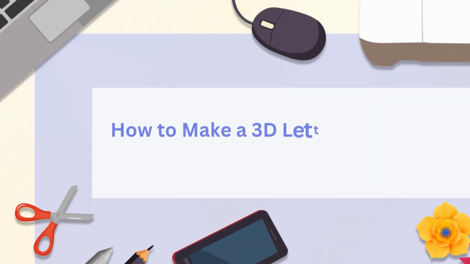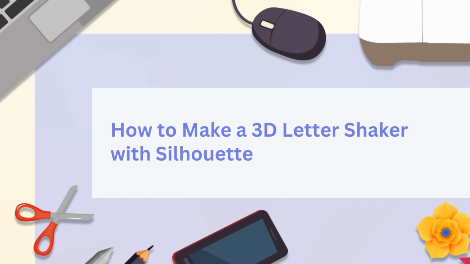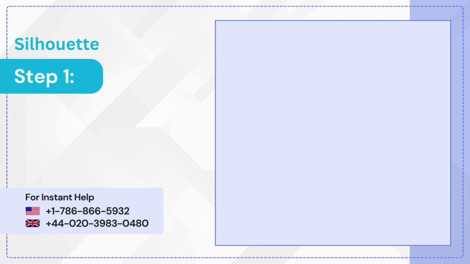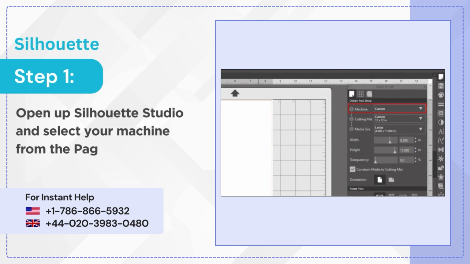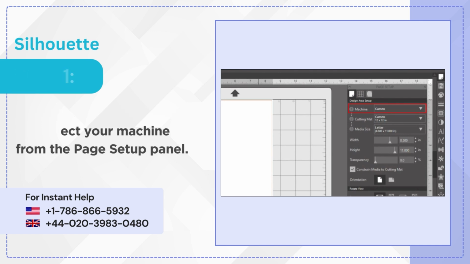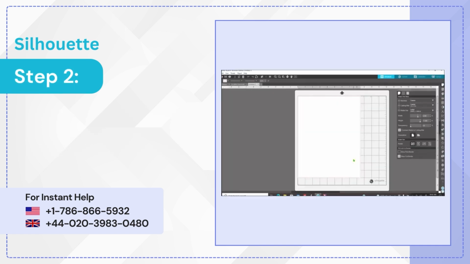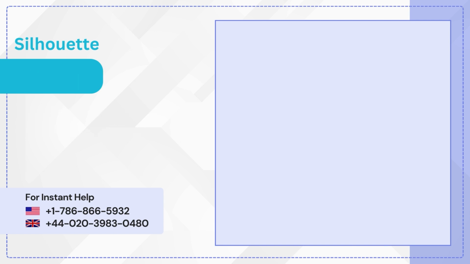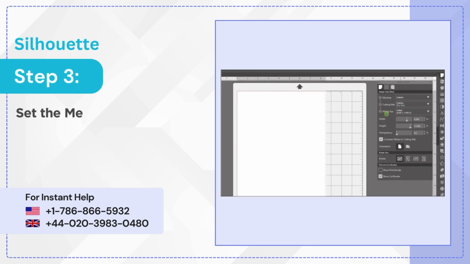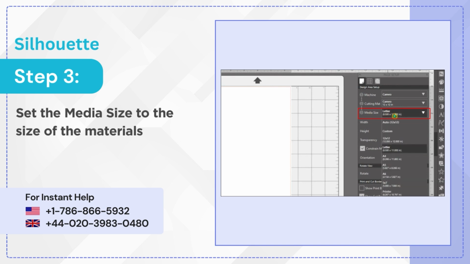How to make a 3D letter shaker with Silhouette. Step 1. Open up Silhouette Studio and select your machine from the Page Setup panel. Step 2. Select the cutting mat from the drop-down. Step 3. Set the media size to the size of the materials you'll be using.